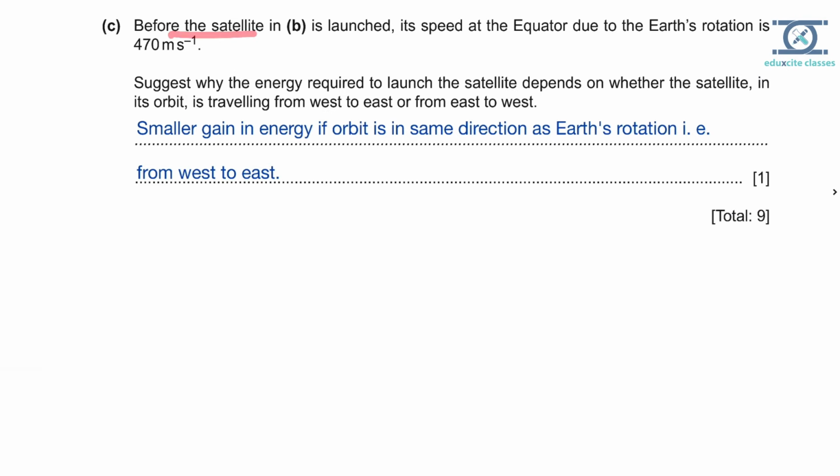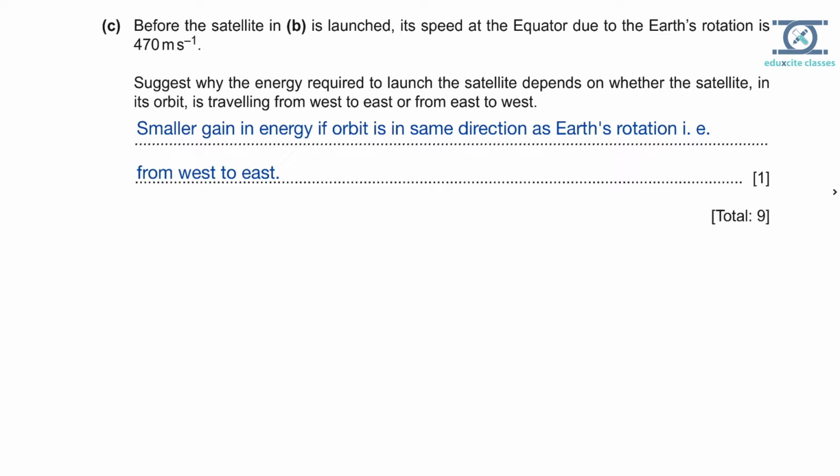Before the satellite in B is launched, its speed at the equator due to Earth rotation is given to us. Suggest why the energy required to launch the satellite depends on whether the satellite in its orbit is traveling from west to east or from east to west.